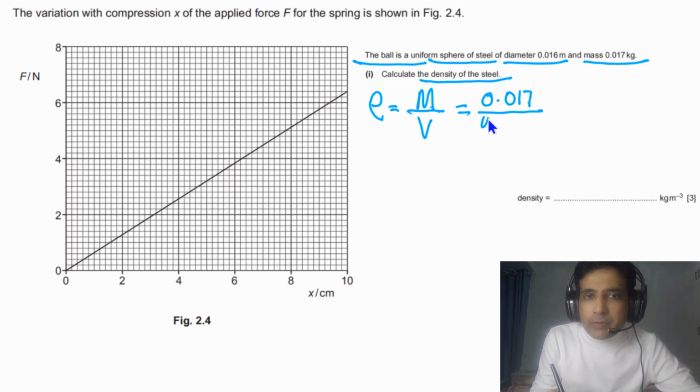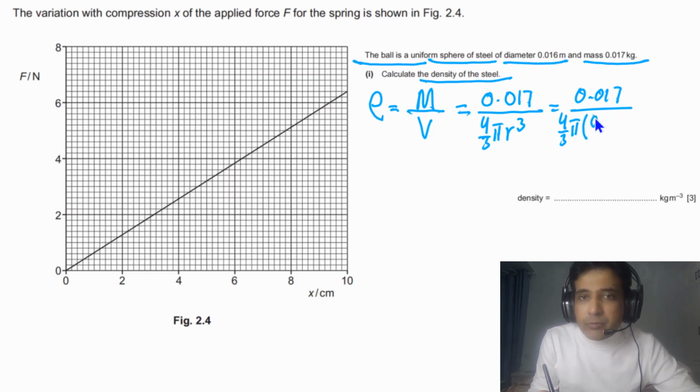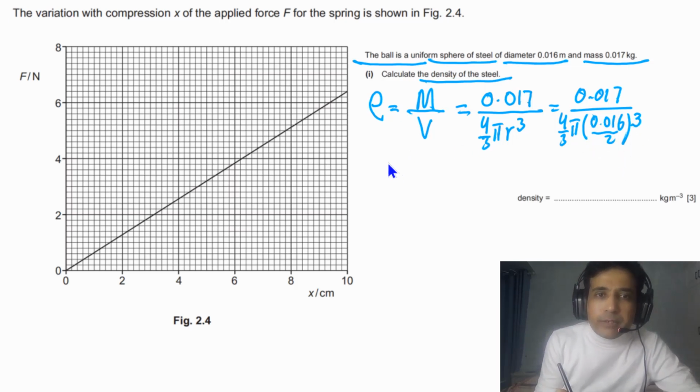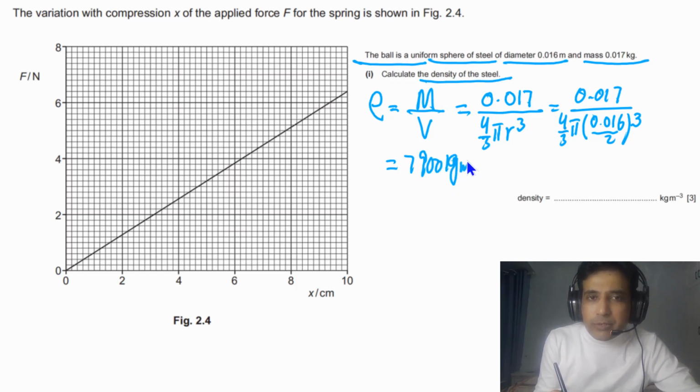And the volume of the sphere is 4 by 3 pi r cubed. And simply we need to plug in values now. So we can say this is 4 by 3 pi r cubed, but the diameter is given to us, and this is also in SI base units. So simply we need to divide the diameter by 2. 0.016 divided by 2, and we need to take the cube of this one. Now if we solve this, our final answer in this case will be equal to 7,900 kg per cubic meter up to 2 SF.